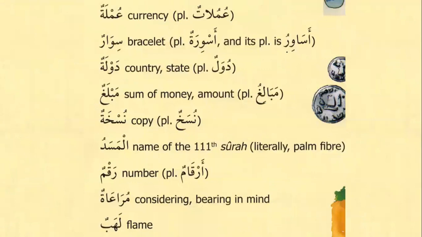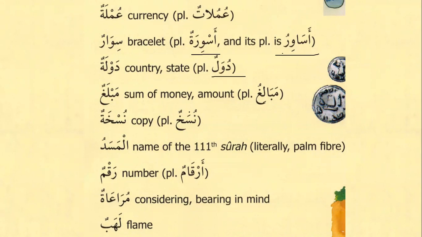Umlatun, used for the currency, and then we have umalatun. Siwaran, we've just discussed that it has two plurals, and we have discussed both of the verses from the Quran. Then we have dawlatun for the country, and dualun on the pattern of fu'alun.